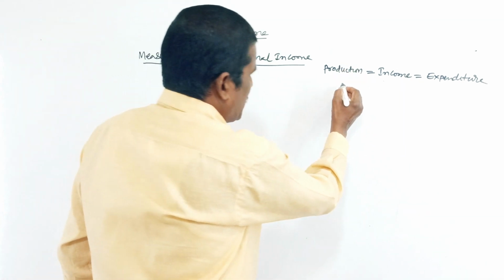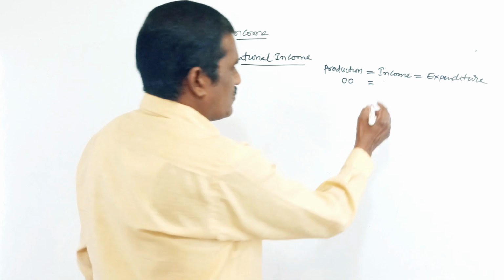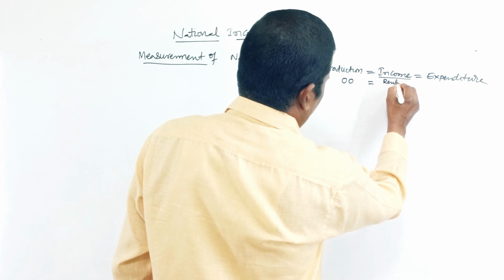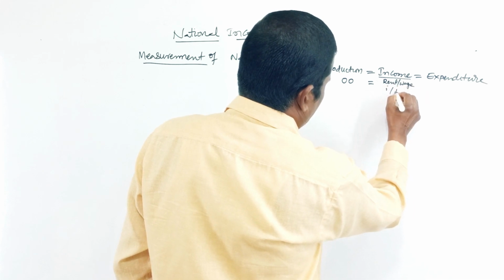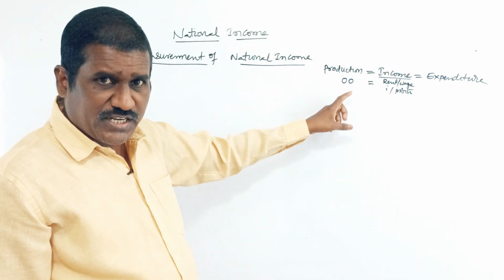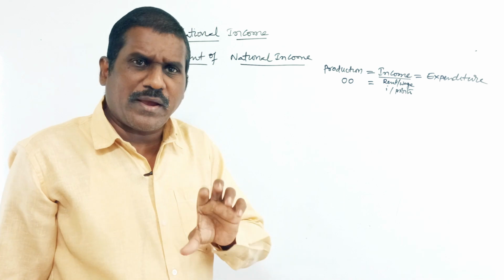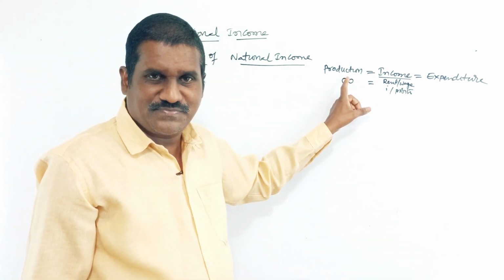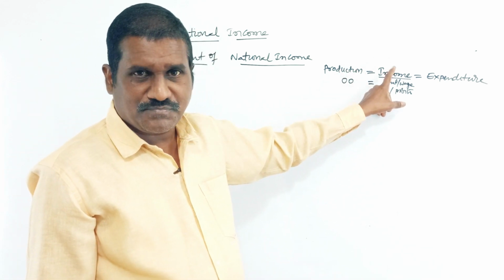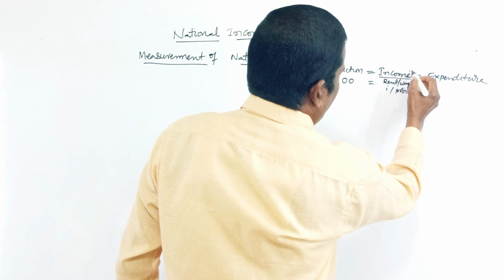So, after the production is completed, the income goes to the factors of production, in the form of rent, wages, interest and profits. Factors of production earn the income by participating in the production process. Simple. So, production is equal to income. Then the income is converted into expenditure.